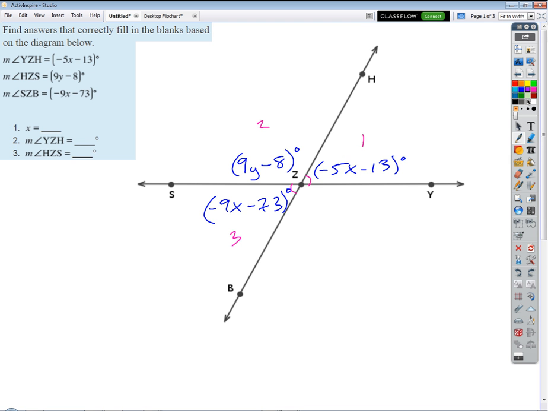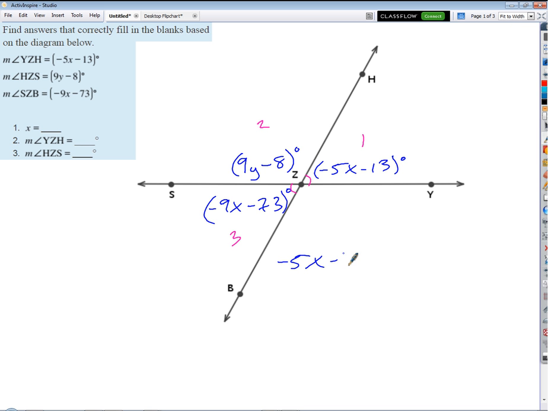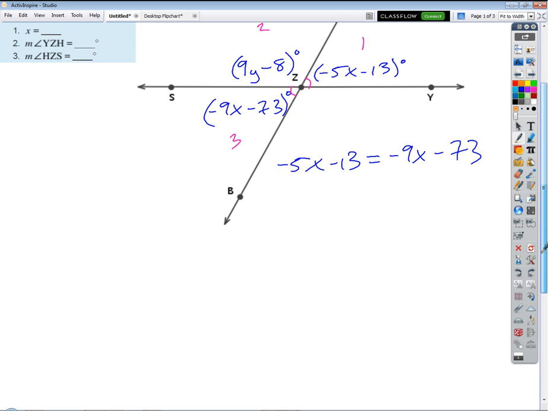Let's do that. So if we do that algebra, if we set negative 5x minus 13 equal to negative 9x minus 73, now we can just shift into algebra mode, right? We harnessed our vast knowledge of geometry here to come up with the relationship that gives us an equation. Now we just solve it. So what are we going to do to solve that? We're going to simplify. Okay, so what are some things we can do there?